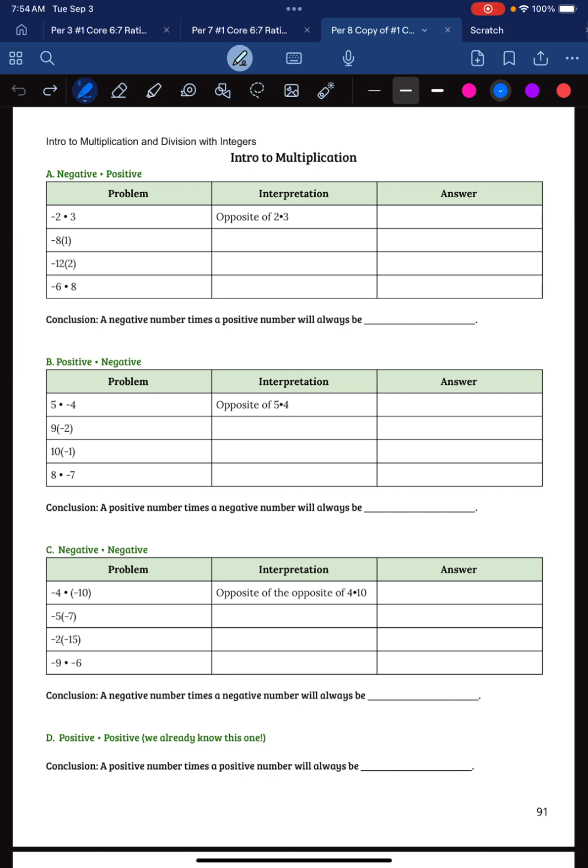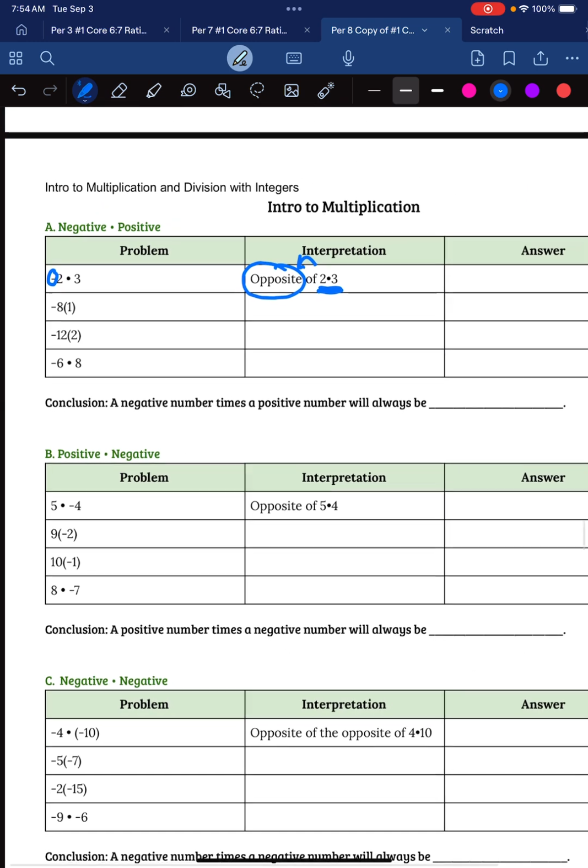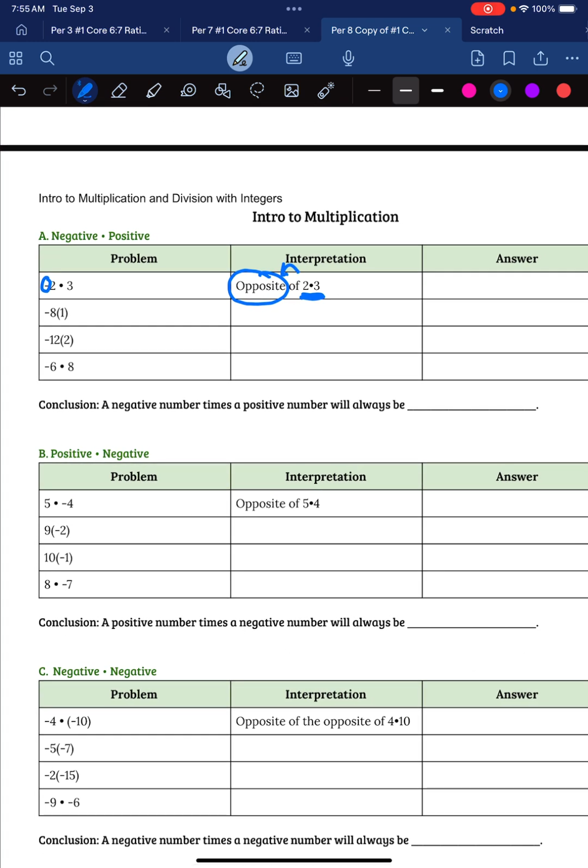In section A, we're starting with negative times a positive. And they give you a little bit of an example here. For this first problem, we see that it's negative 2 times 3. And they're letting us know that this negative can also be interpreted as the word opposite. They mean the same thing. So when you're doing negative 2 times 3, it's the same thing as just doing 2 times 3 and then taking the opposite. So 2 times 3 is 6. The opposite of 6 is negative 6.